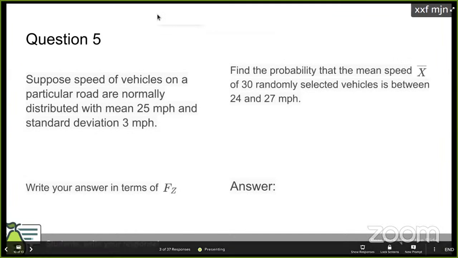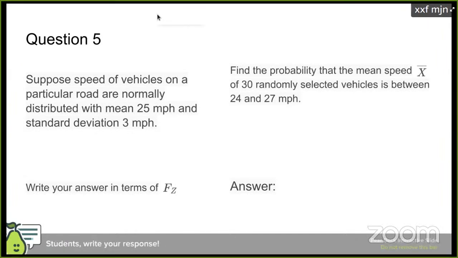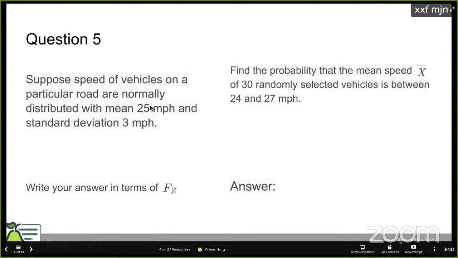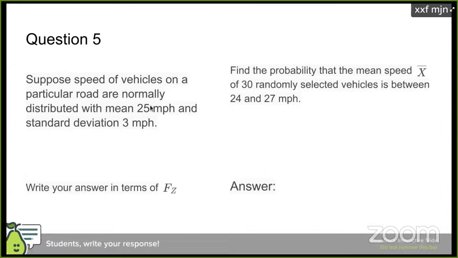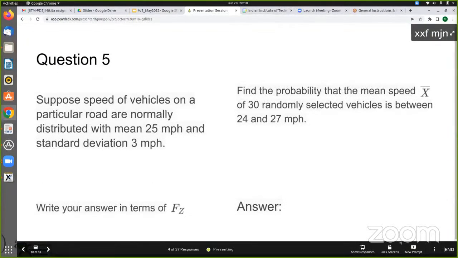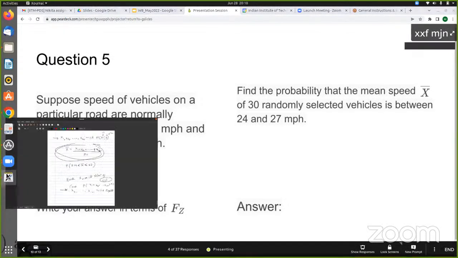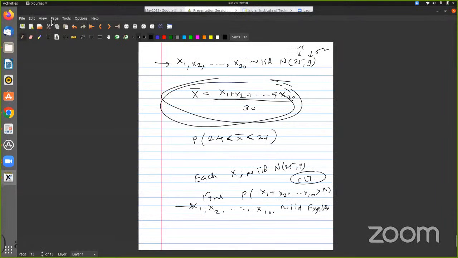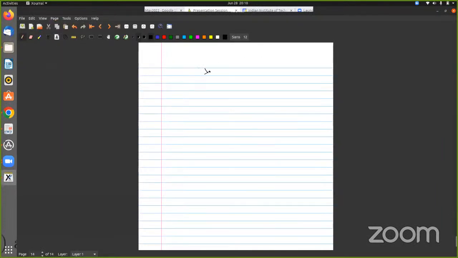Sir, just a query. Here we can extrapolate the distribution's mean and variance, the 25 and sigma squared, to the sample itself, right? From the question given here. Yes, you can apply it to the 30 samples actually.